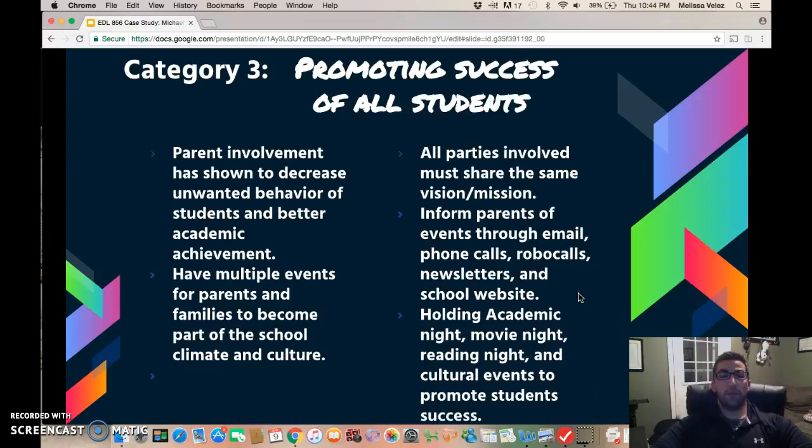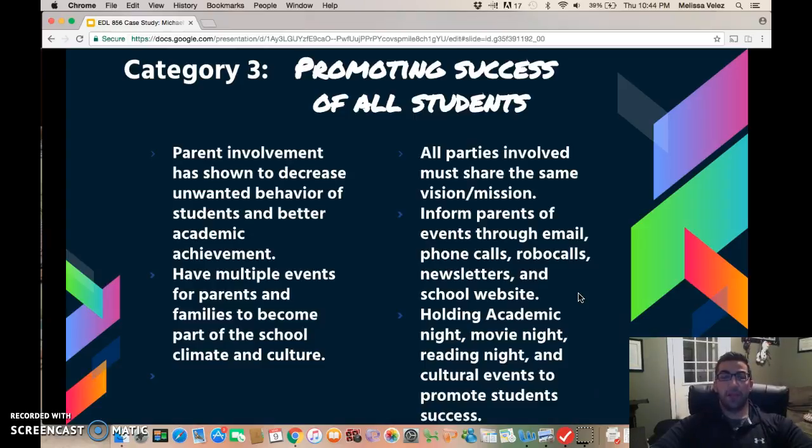The next thing is all parties involved must share that same vision and mission. I keep bringing that vision and mission statement up. That is the core goal of the school. We all need to have that in the back of our mind. Inform parents of events through email, phone calls, robocalls, newsletters, and school website.